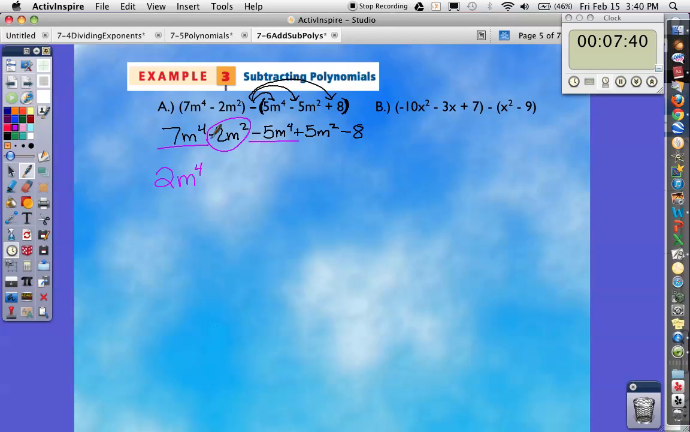Then I have m squared terms. I can combine these two. Watch the signs. Circle those signs with it. Positive 5, negative 2 gives me a positive 3, and then I keep the variable. And then the constant, you just got to drop it down, so minus 8. Try the next one. Pause the video for a minute and try the next one, and then check your answer.